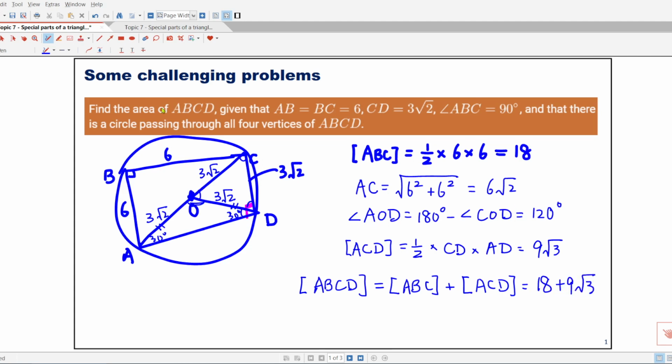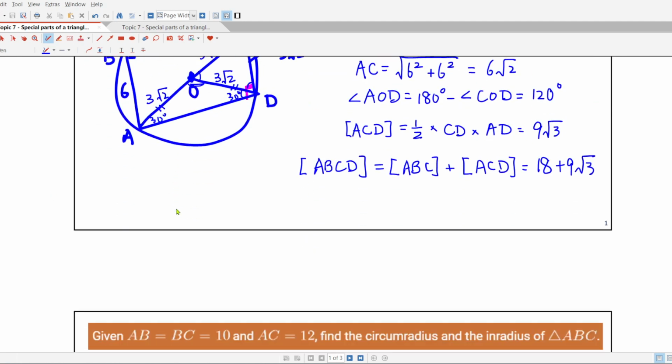And the key is to establish the diagram by yourself, according to the given information. Any questions? Okay, if you have any questions, just let me know, okay? Otherwise, we'll move to the next one.